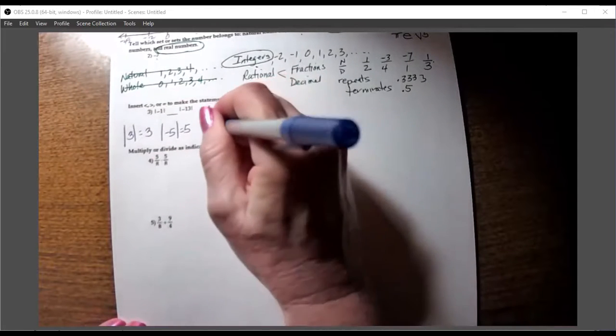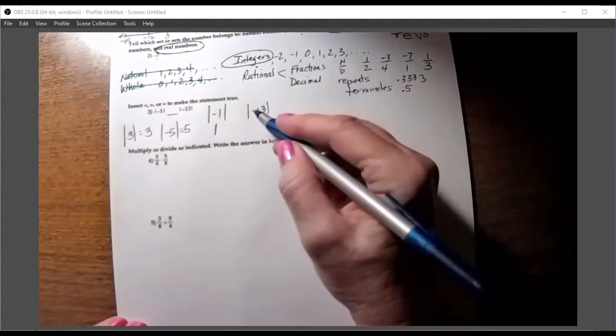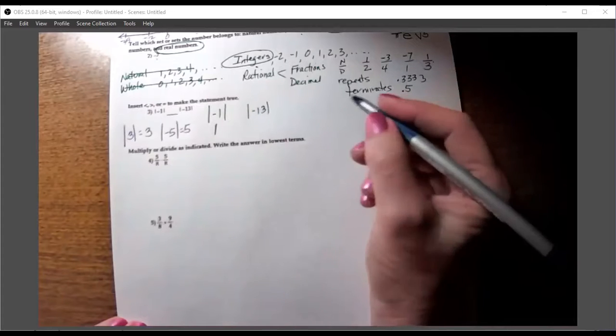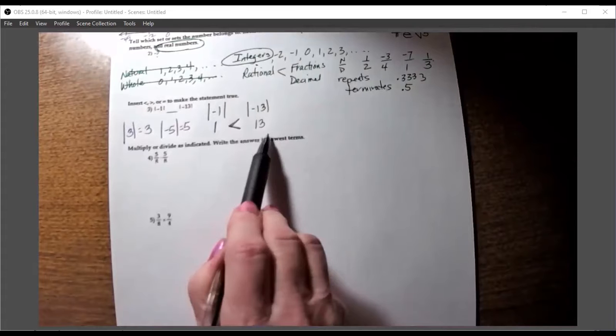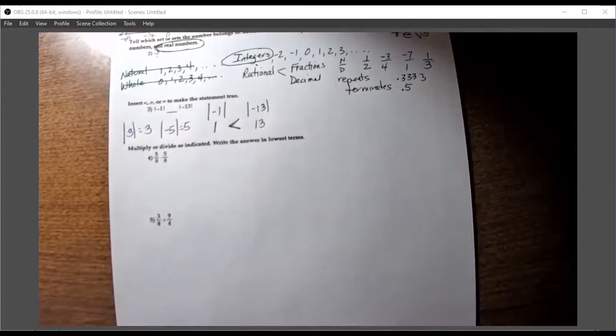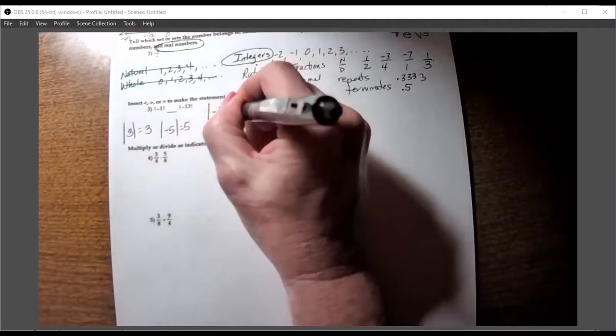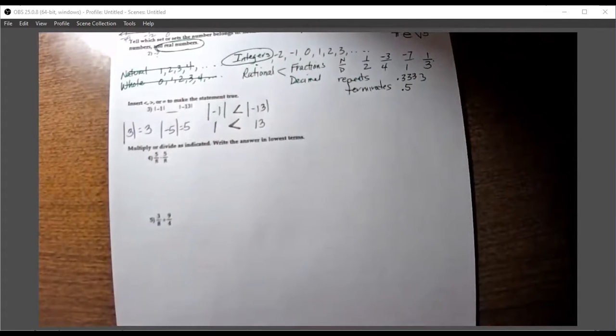So what is the absolute value of -1, since that's negative? The absolute value of -1 is a positive 1. What's the absolute value of -13? Positive 13. And if they want us to put in a greater than or a less than or equal to sign, the arrow always points to the smaller number. 1 is smaller than 13, so I'm going to use the less than sign, which means the absolute value of -1 is less than the absolute value of 13. So that's your correct answer right there. That's the sign you would want to include.